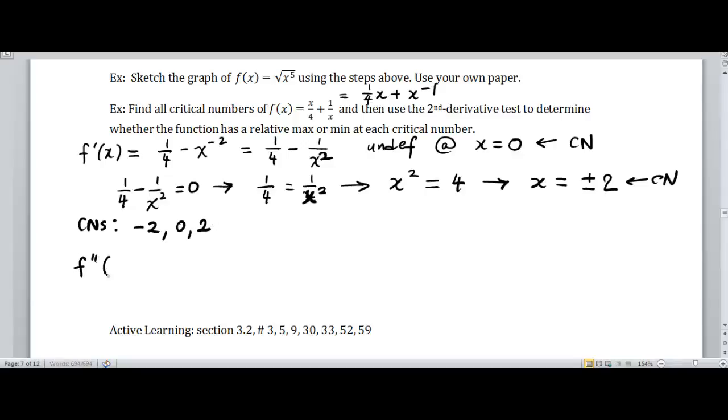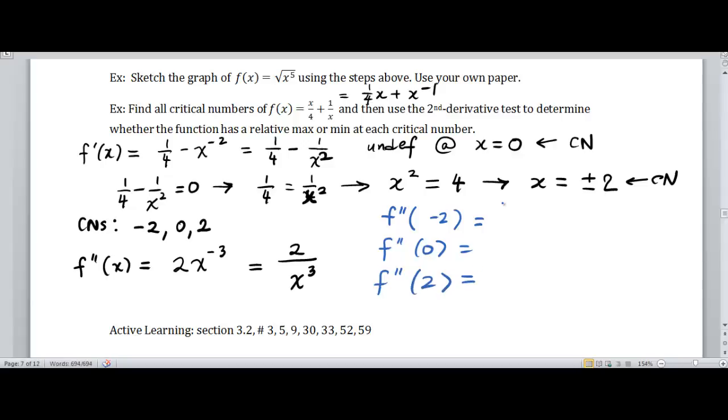It says use a second derivative test. So before that, we have to find the second derivative. Okay. So the derivative of 1/4 is 0. The -2 comes out front, that becomes +2 with this negative, and you get x to the -3. So this becomes 2 over x cubed. Now what you want to do for the second derivative test is plug in the critical numbers. Plug your critical numbers into your second derivative. So then you do f double prime of -2, f double prime of 0, f double prime of 2.